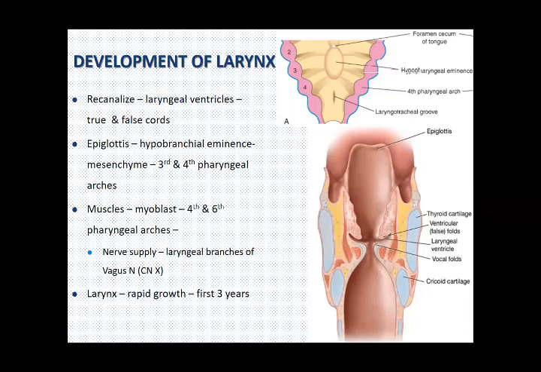In the first 3 years the larynx grows very rapidly, elongating and dilating. By the end of the third year the larynx has grown large enough, in fact almost adult size, and afterwards there is only very slight growth.